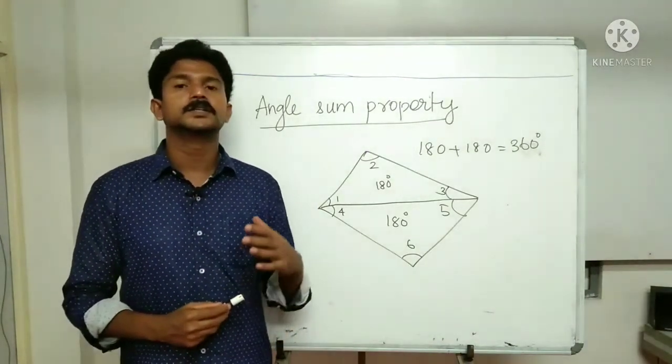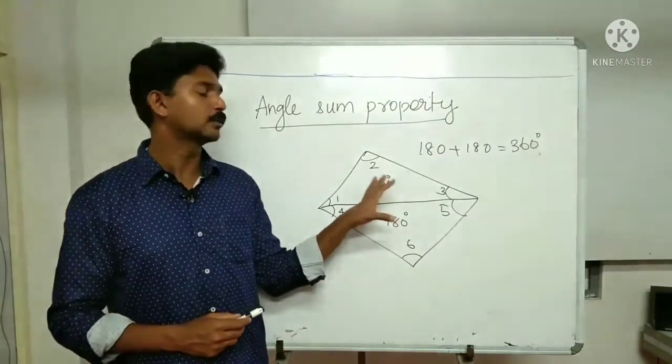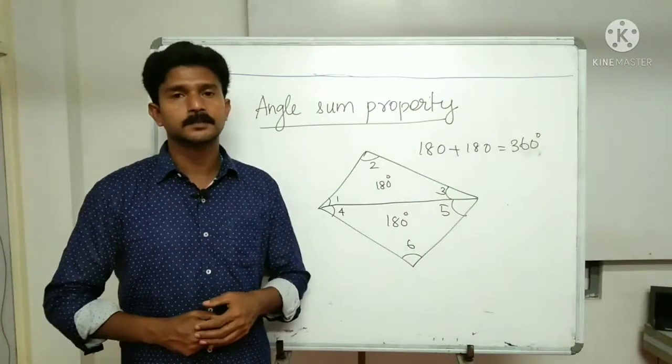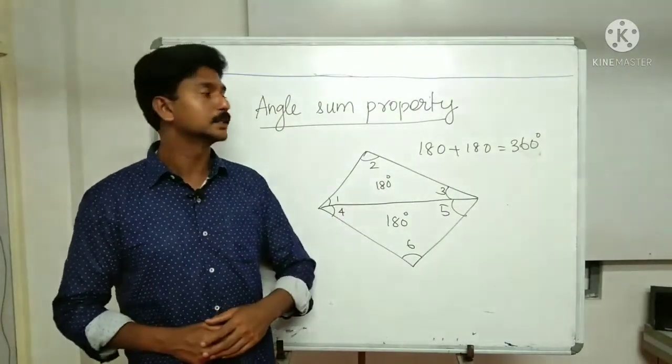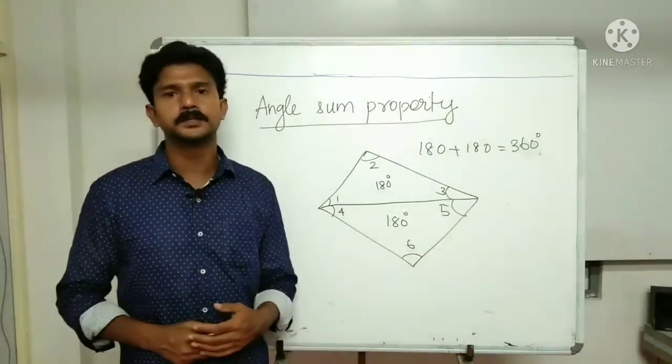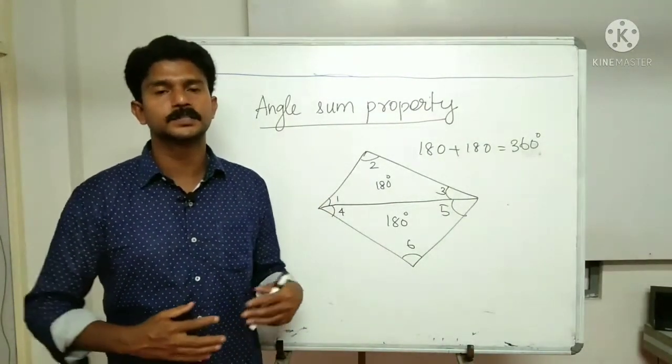The sum of the measures of interior angles of a quadrilateral is equal to 360 degree. Based on this, we will do problems later. Let us understand this first.